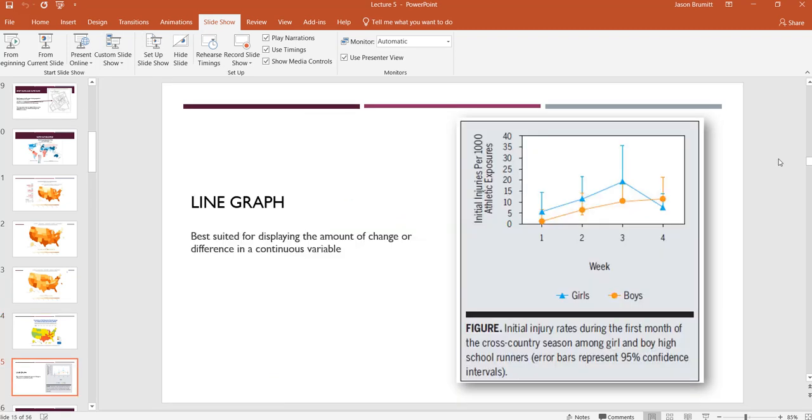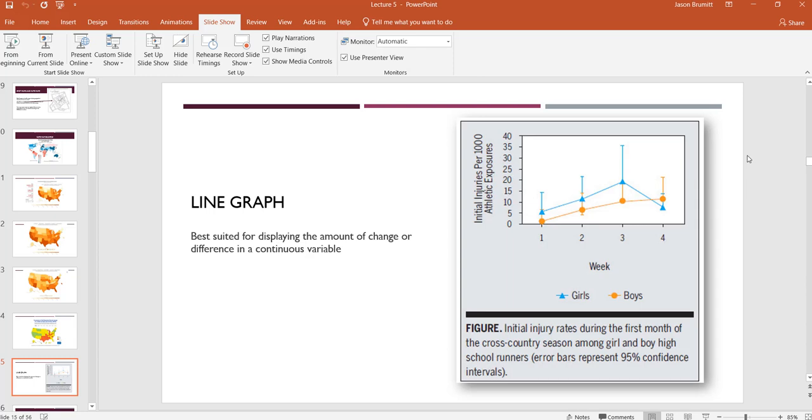Line graphs can also be valuable, showing a change or difference in a variable. This one here is from a paper by Mitch Rao, looking at initial injury rates during the first month of the cross country season among girl and boy high school runners. So, why is this potentially valuable? An initial injury is what is used for determining risk. Sometimes people get injured the second and third time through the season, but that's not increasing the general risk of the population. That's just that individual having subsequent injuries.